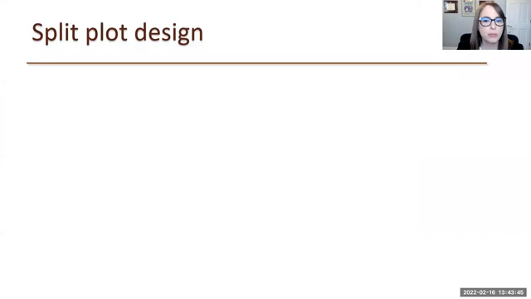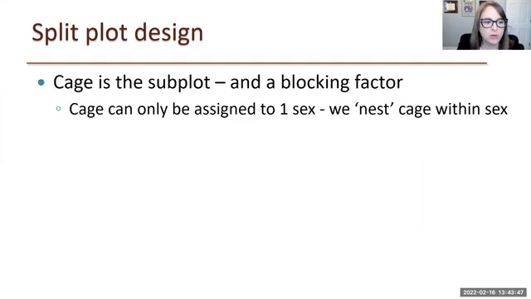So let's go back to our split plot design. We have considered cage as our subplot and our blocking factor. And so when we do this, we only assign sex to a cage. So you can only have 1 sex in a cage. And the way we call this statistically is that we nest cage within sex.